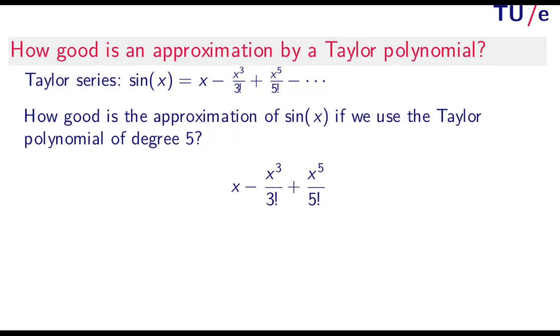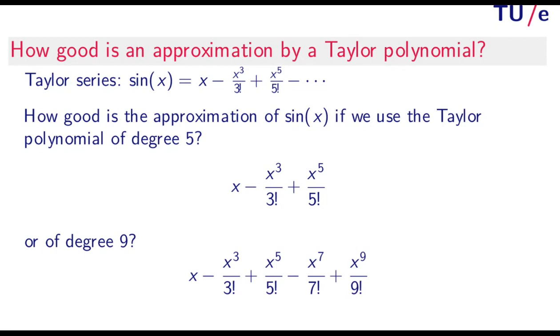Well, here, take this Taylor polynomial of degree 5, x minus x to the power 3 divided by 3 factorial plus x to the power 5 divided by 5 factorial. How good is it if you want to approximate the sine of x by this polynomial? Or if you take the polynomial of degree 9, how big is the remainder or the error that we will make?